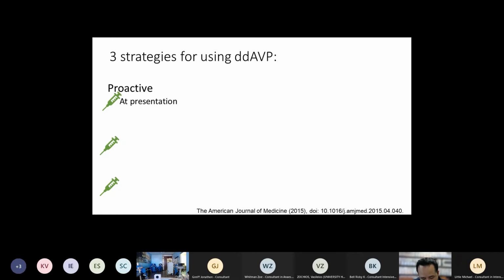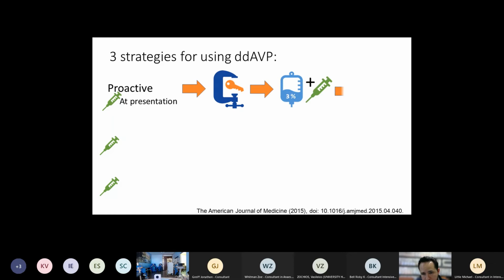There are strategies for using DDAVP or desmopressin, and there are 3 different ones. One is called proactive, in which the patient immediately at admission receives desmopressin and 3% sodium chloride, and in theory, people can feel relaxed and go to sleep because they know that the sodium is not going to increase very quickly despite the 3% sodium chloride.